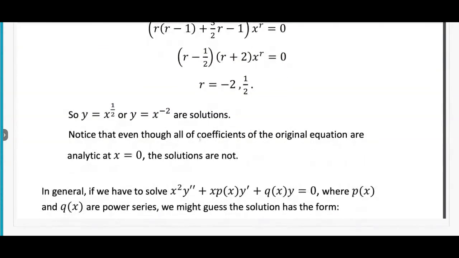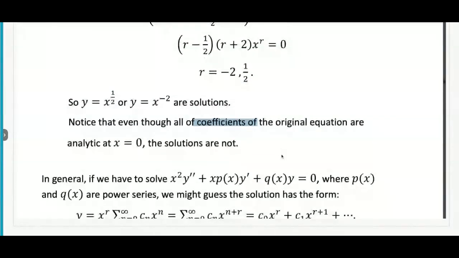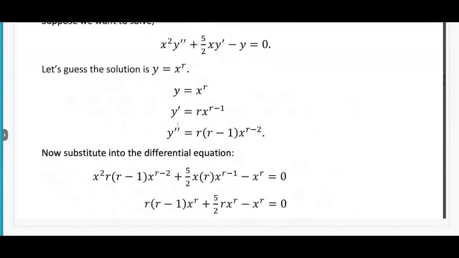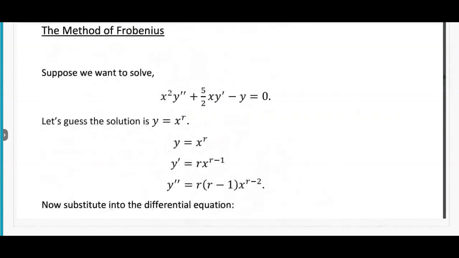So notice, even though all of the coefficients of our original equation are analytic at 0, the solutions are not, right? Because this will have 1 over x squared, right? 1 over x squared. So in general, from the beginning it's okay, but in this case it's not.